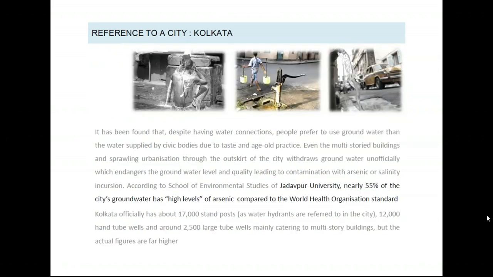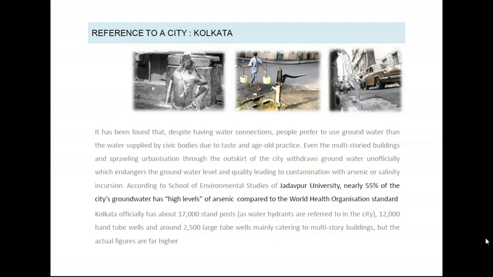It has been found that despite having water connections, people prefer to use groundwater rather than the water supplied by civic bodies due to taste and age-old practice. Even the multi-storied buildings and sprawling urbanization throughout the outskirts of the city withdraw groundwater unofficially, which endangers the groundwater level and quality of water, leading to contamination with arsenic or salinity in Kolkata.